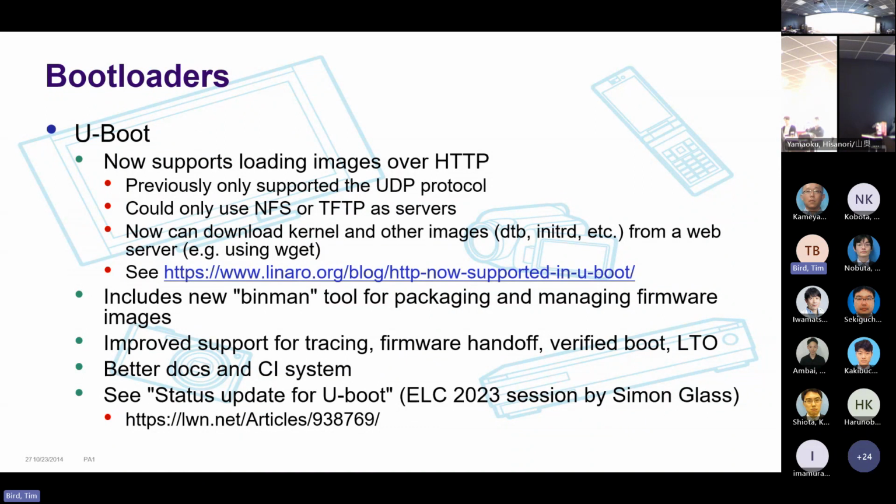It includes a new binman tool for packaging and managing firmware images. U-Boot has improved support for tracing firmware handoff. And also you can compile it with LTO, which is link time optimization, so you can get a smaller image. Anyway, if you want to see about that, there was a good ELC 2023 session by Simon Glass, and that was reported on by LWN.net. So if you're interested in bootloader stuff, or particularly U-Boot.